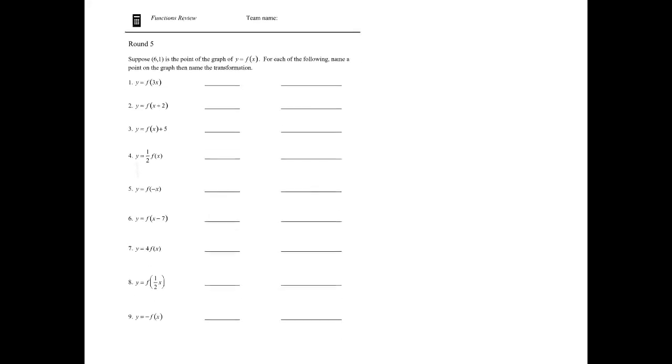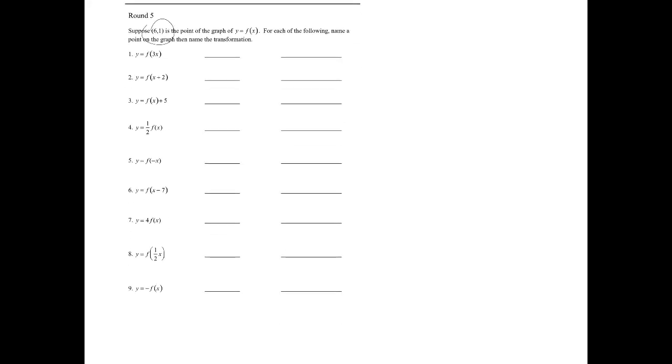My favorite part though is this last page because it encourages you to use your mapping notation to alter that 1 point, and then also for each of the following, name a point on the graph and then the transformation. So I would use this point, and then you're going to state the new point and tell me the transformation. So is it a reflection? Is it over the y-axis, over the x-axis? Is it a translation? Is it vertical or is it horizontal? Left or right? Up or down? Is it stretch or compression? Vertical or horizontal? Okay, so I really like this last page on this last worksheet.